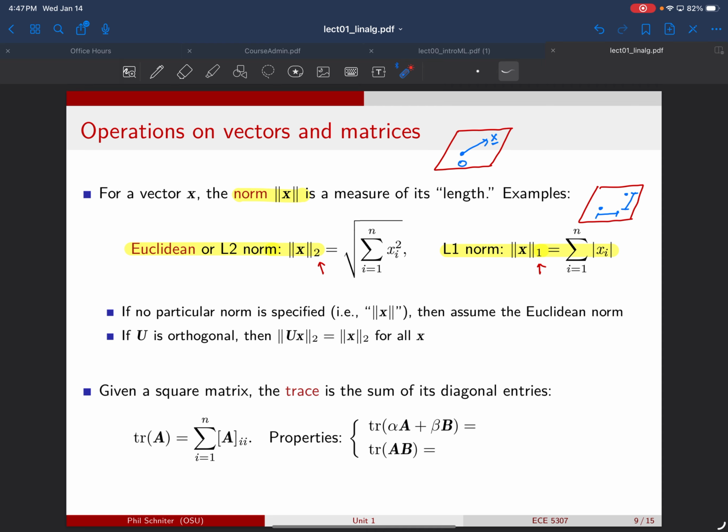Okay. Now, if you see a norm without any subscript, assume the Euclidean norm. That's called the standard norm for this space. And if we're dealing with finite dimensional vectors x, then the standard norm is the Euclidean norm.